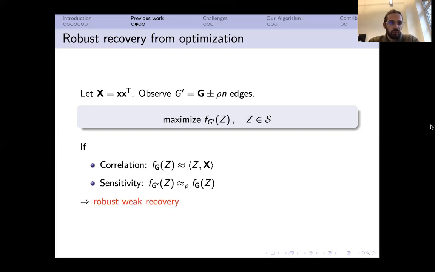Now, there are two ingredients that we need here. The first one being correlation. So we want this f of G to be a proxy of the correlation of the matrix at hand Z with the community matrix X, so that the maximizer is close to the community matrix. The second ingredient we want is what we call low sensitivity. So the function f, of course, depends on the underlying graph, and should have low sensitivity in the sense that if the underlying graph is slightly changed, then the objective value of some Z should also just slightly change. If we have these two ingredients, then we could perform robust weak recovery.